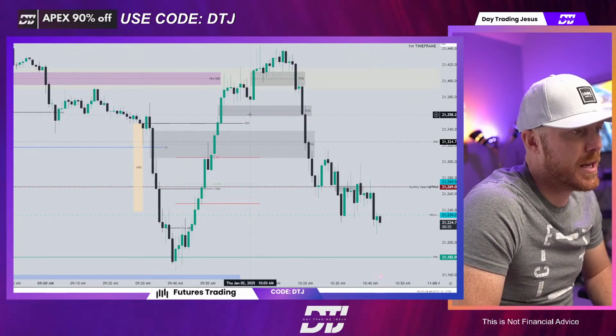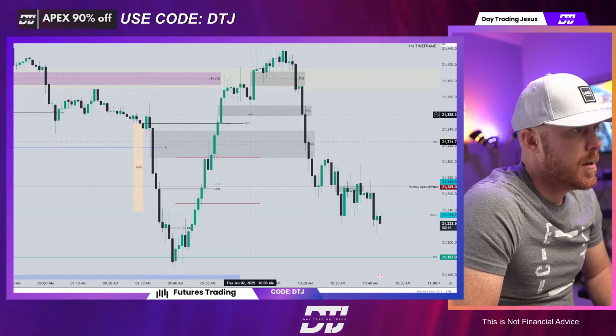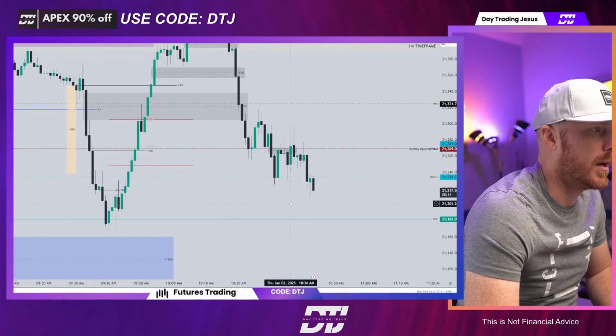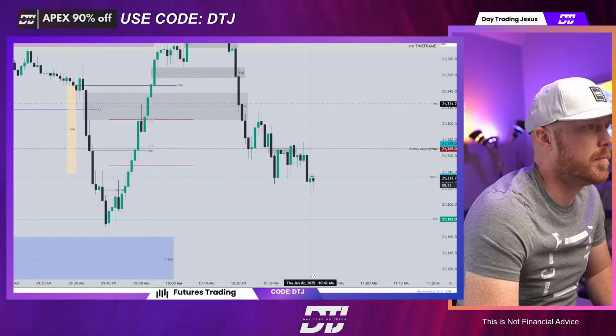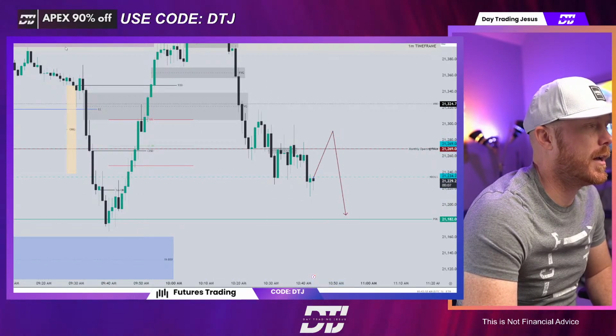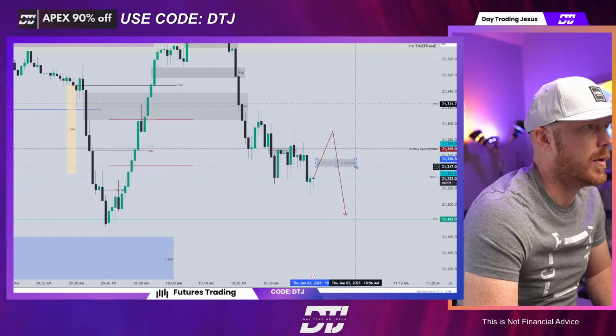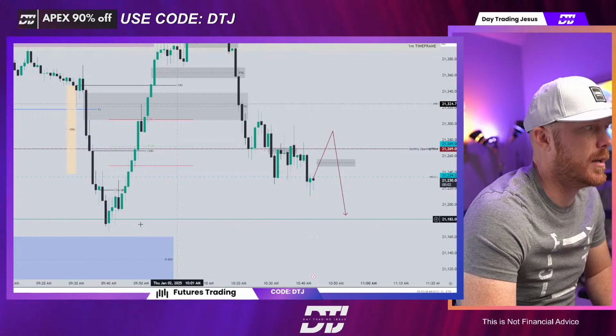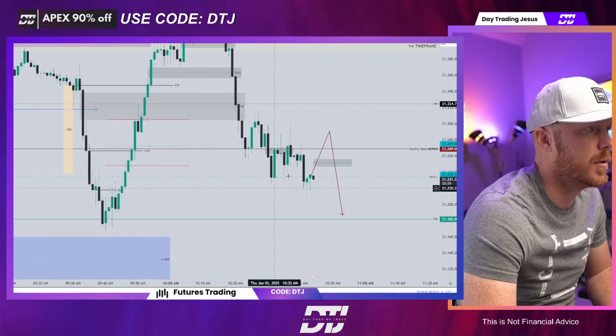The only way I would be interested in something, it would need to give an inversion to go short. Okay, so we would need to see something like this, giving us a fair value gap in here that we can go short in, targeting these lows for a break even and targeting those lows for the completion of the move.